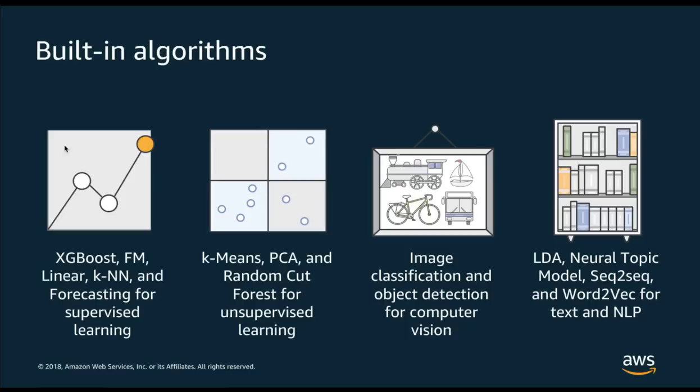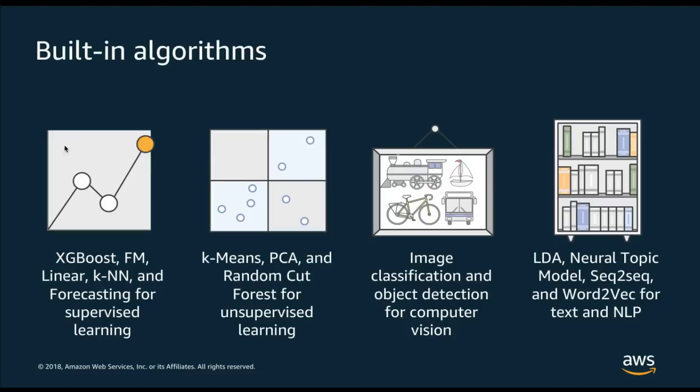Some common algorithms like linear regression and classification that people are aware of, some unsupervised algorithms that are very common like k-means and principal component analysis for dimensionality reduction, as well as some deep learning algorithms that have become popular in recent years, things like image classification with ResNet or object detection with single-shot multi-box detector SSD. And sequence-to-sequence for neural machine translation, and word2vec for word embeddings, which are both in the natural language processing space.